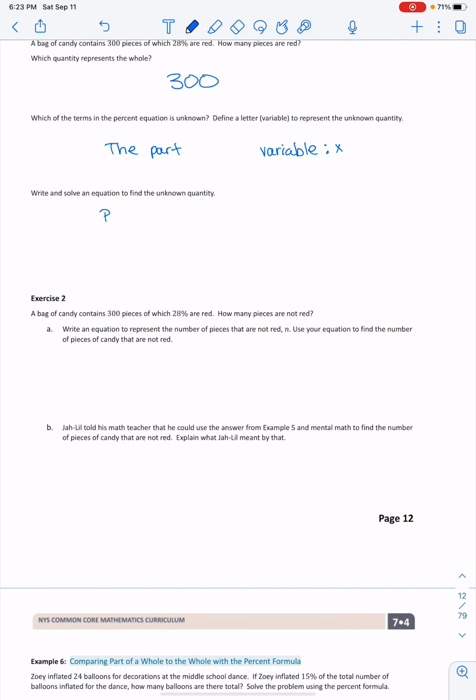Well, we have our p, our percent, and our w. So our w is 300. Our percent is 0.28. And our part is x. So here we have part, percent, and whole. So here we have x equals 0.28 times 300. This is going to equal 84. So we have 84 pieces that are red.